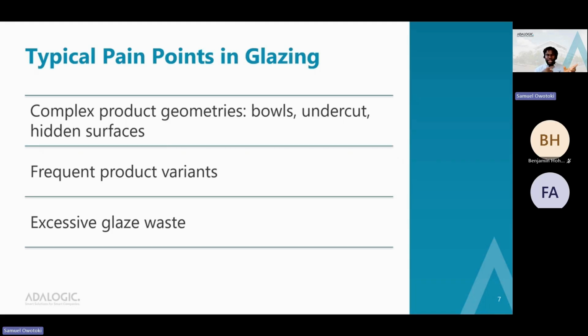Then secondly, frequent product variants, right? Due to the different changes in the product variant and customers requesting various product variants, it makes it more difficult to keep up with the pace in the industry. And also excessive glaze waste, which is mostly caused by overspraying due to improper spray parameters. Because when you program that way on the shop floor, the glazing parameters are not evenly calibrated in comparison to offline programming, where everything is well controlled.